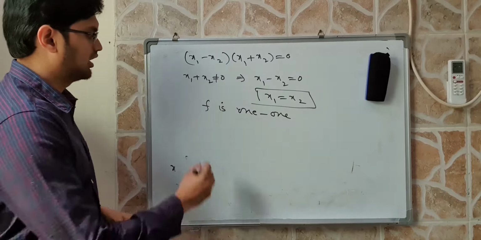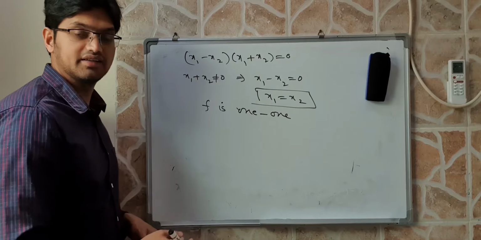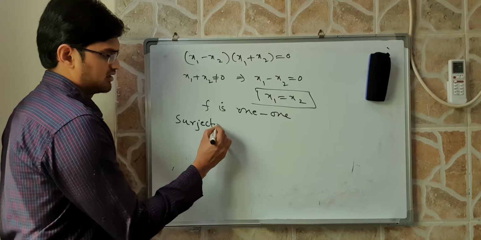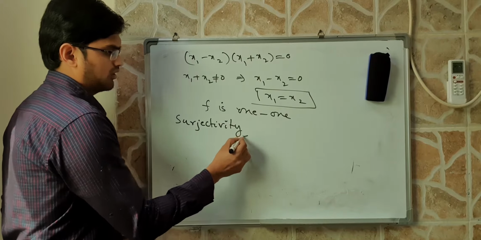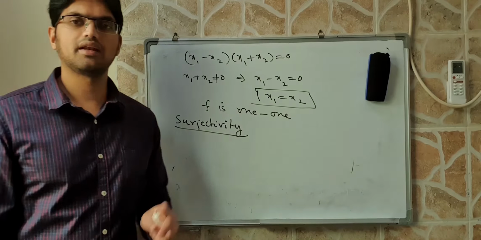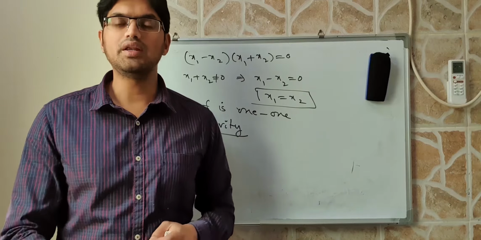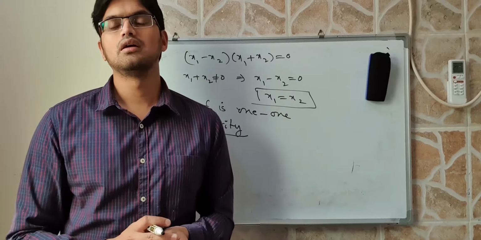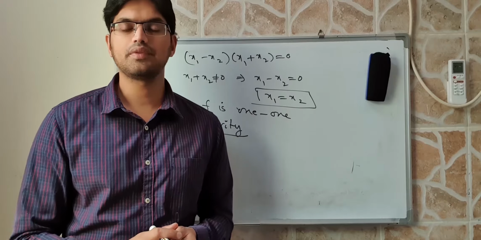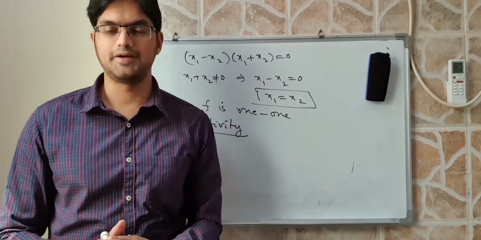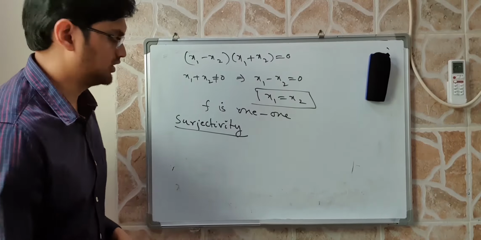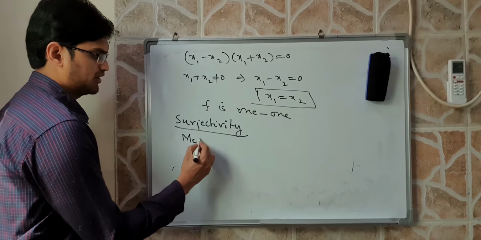Now what about the onto function? That is the surjective function. Surjectivity. See, for surjectivity there are actually two methods. One is to see whether the range is equal to the codomain. The other one is selecting an element. I'll try to do both of them. Let me start with the first one. Let us say method 1.